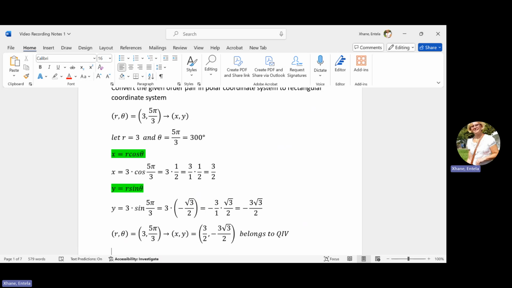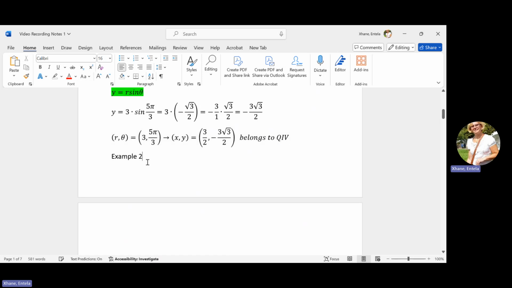Now there is a very similar question, which I'm going to call example number 2. Example number 2 is from your practice quiz 6. Let's see what the example is. It's very similar to the one that we just did. Fine. So the directions are the same. By the way, this is question number 3 of practice quiz 6.